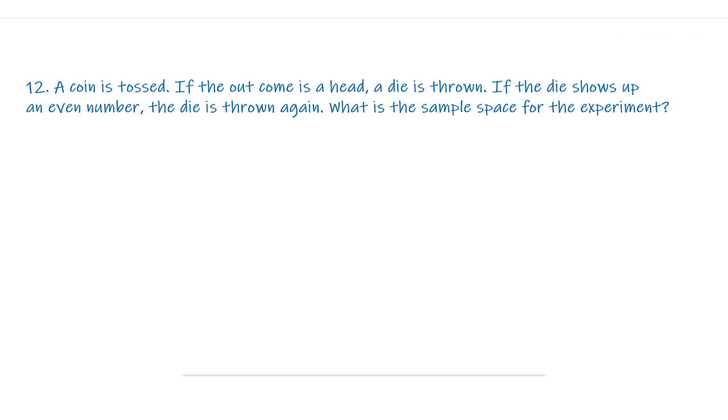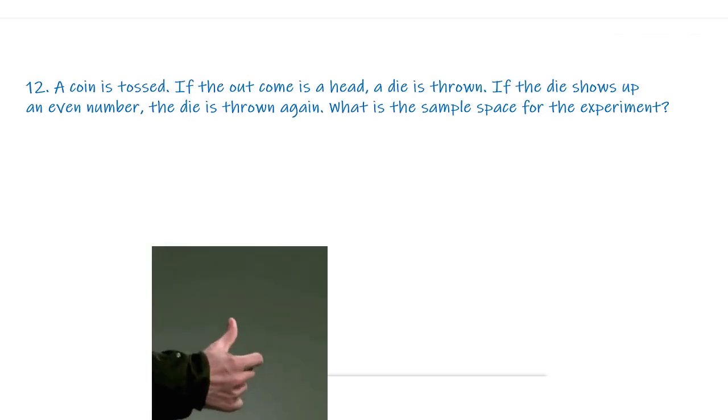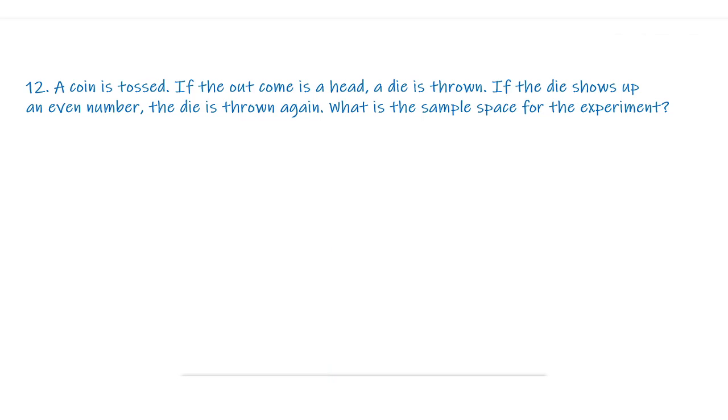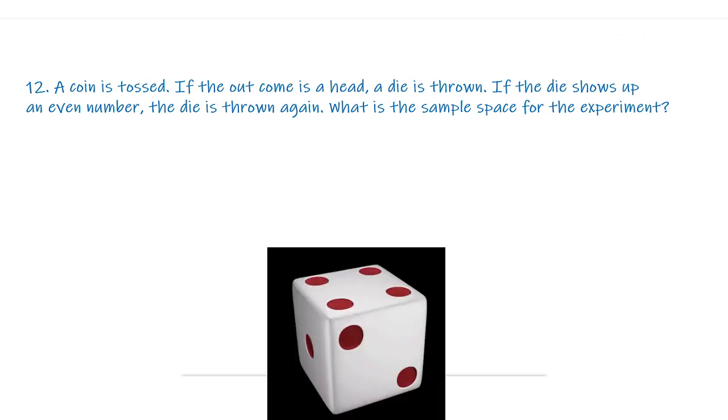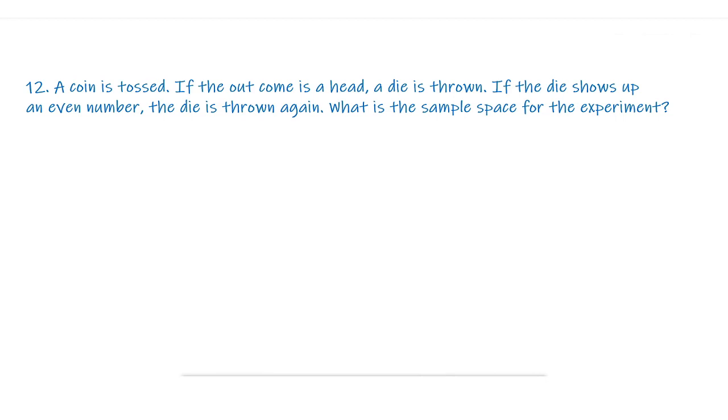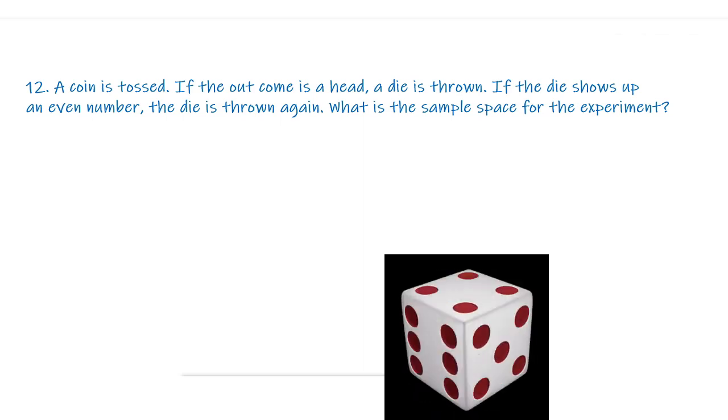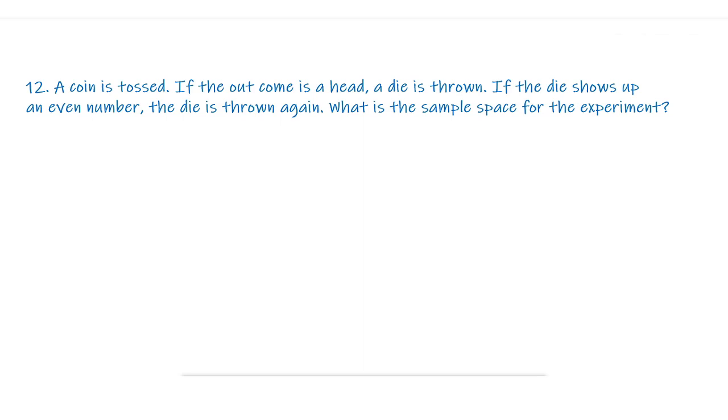Question 12. A coin is tossed. If the outcome is a head, a die is thrown. If the die shows up an even number, the die is thrown again. What is the sample space for the experiment? Our solution is: we toss a coin and we have 2 outcomes, tail and head. We denote tail by T and head by H while writing the sample space.